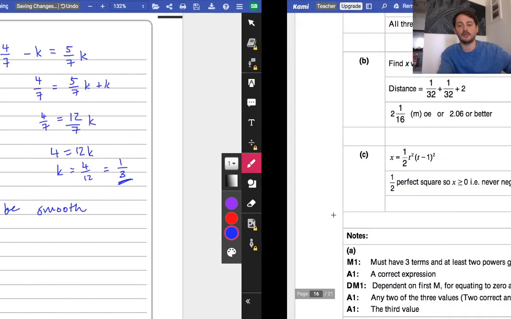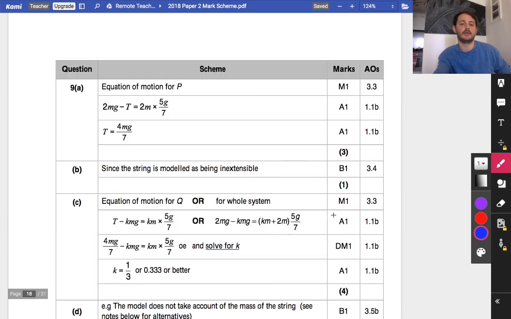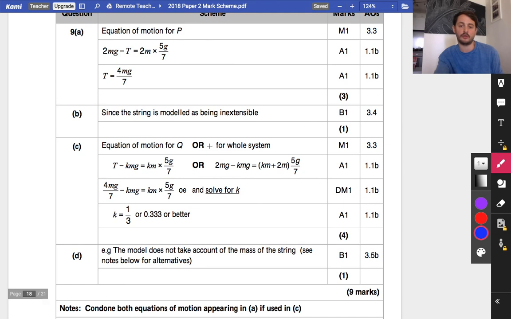So let's have a quick look at the mark scheme. So the equation of motion for P, we got 2mg minus T equals 2ma, and we came up with this. So this was for doing F equals ma correctly, and then coming up with T. We got the string was being modelled as inextensible. We didn't do the whole system. We look at the equation of motion for particle Q. We substituted everything in, and then after you subbed in T was 4 over 7 mg, you get another mark for that. You solve the equation, you get that k is a third.